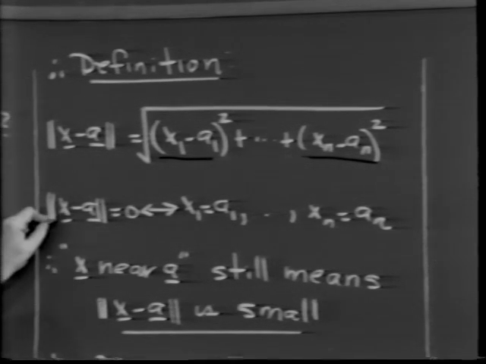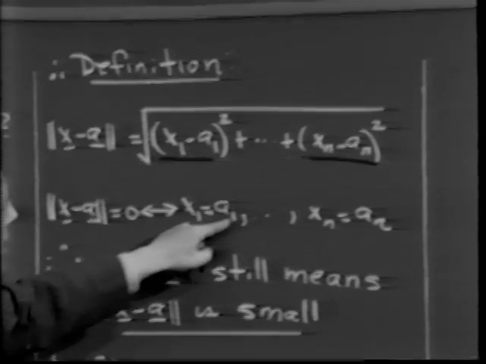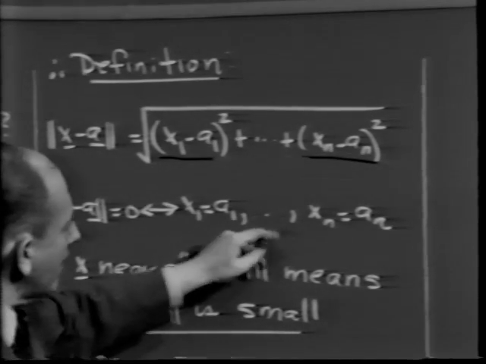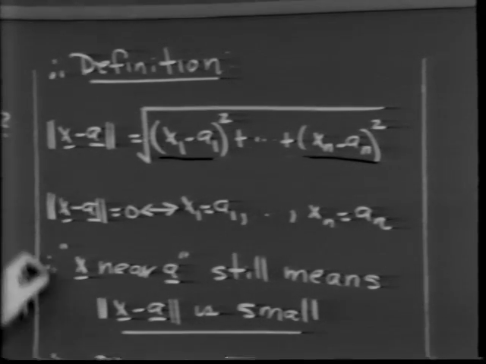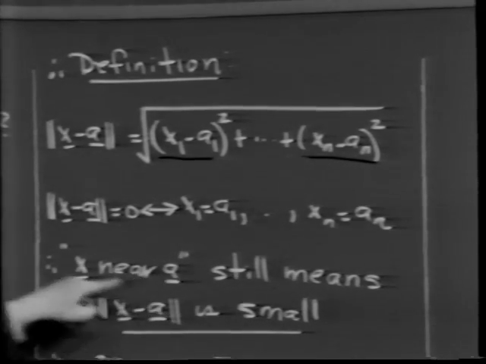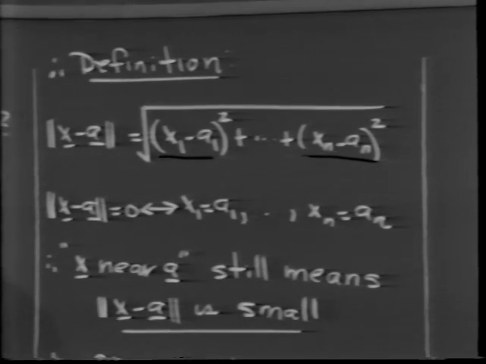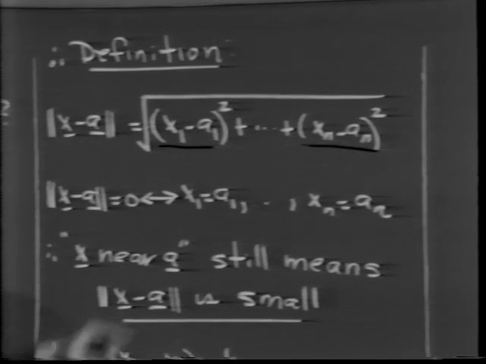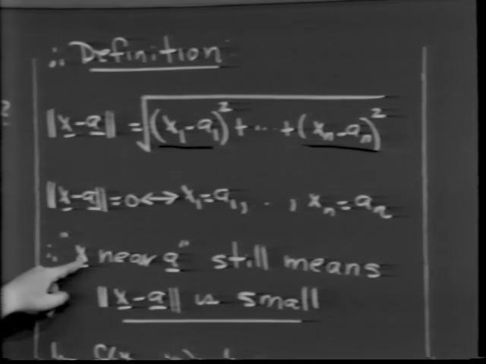Consequently, the only way the magnitude of x bar minus a bar can equal 0 is if x1 equals a1, x2 equals a2, etc., and xn equals an. In this vein, notice that the geometric phrase x bar near a bar still makes sense. It doesn't make sense pictorially because we can't draw the arrows if n is greater than 3.